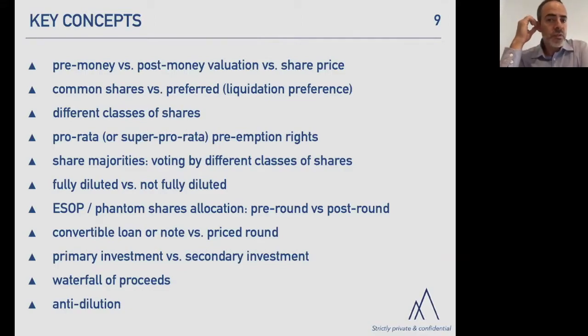Common shares versus preferred. We already covered that. And different classes of shares, we already covered that as well. So I'm not gonna get into that. Pro rata and super pro rata, we have also covered. So I think we don't need to get into that either. Share majorities, actually, we have covered that as well. The voting by different classes of shares in different situations, okay?